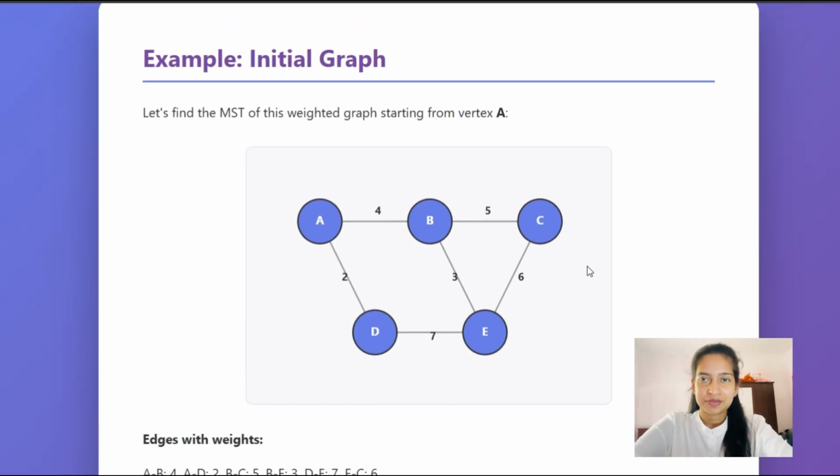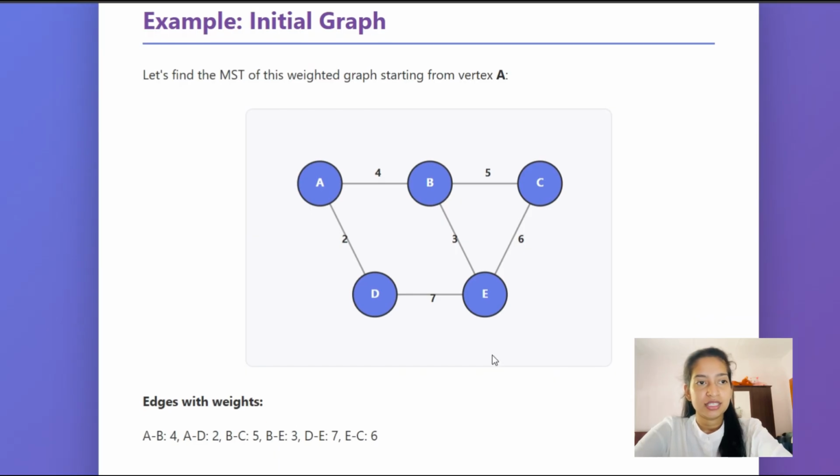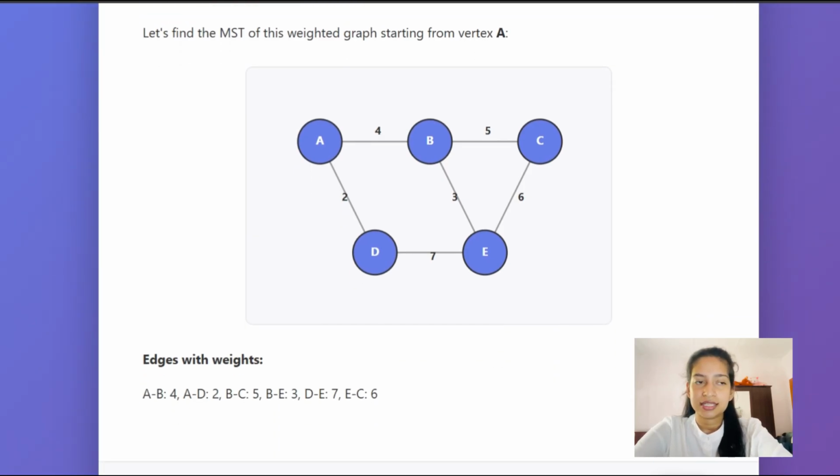Alright, theory is great, but let's see the algorithm in action with a concrete example. Here we have a weighted graph with 5 vertices labeled A through E. Look at all these connections and their weights. We have A to B with weight 4, A to D with weight 2, B to C with weight 5, B to E with weight 3, D to E with weight 7, and E to C with weight 6. Our goal is to find the minimum spanning tree starting from vertex A. Remember, we could start from any vertex, but let's choose A for this example.